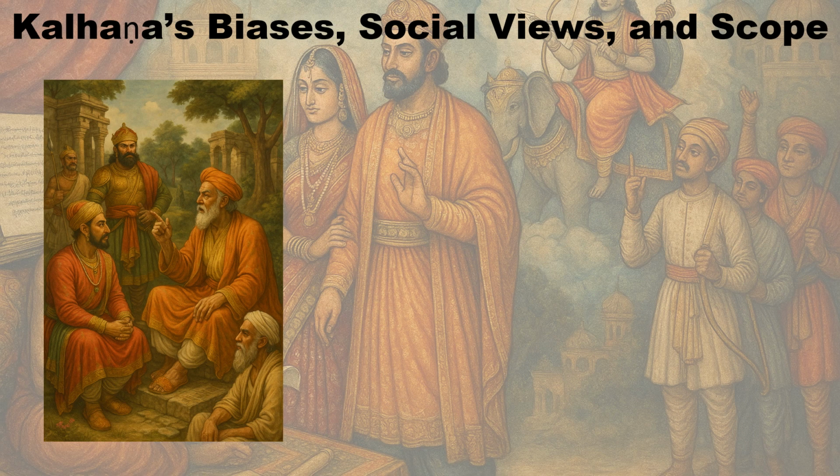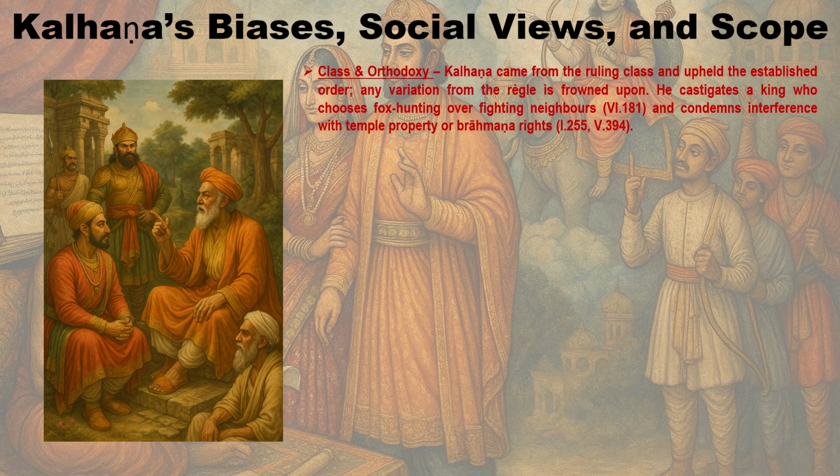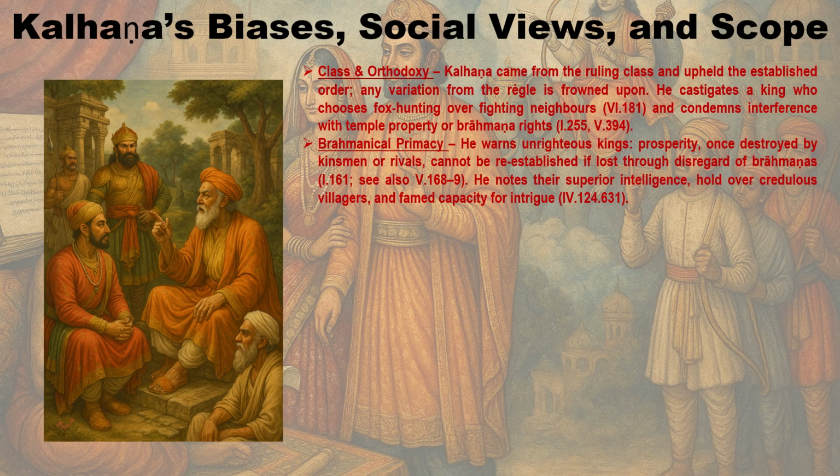Kalhana's biases, social views, and scope. Kalhana came from the ruling class and upheld the established order. Any variation from the regal is frowned upon. He castigates a king who chooses fox hunting over fighting neighbors and condemns interference with temple property or Brahmana rights. He warns unrighteous kings: prosperity once destroyed by kinsmen or rivals cannot be re-established.